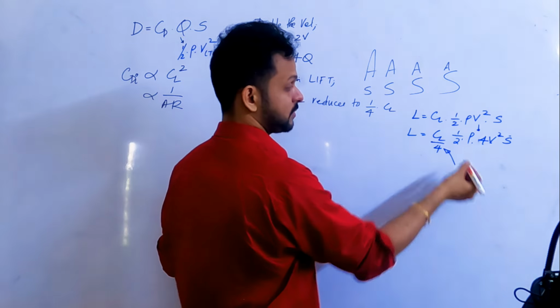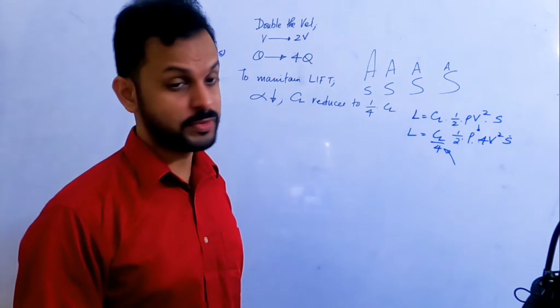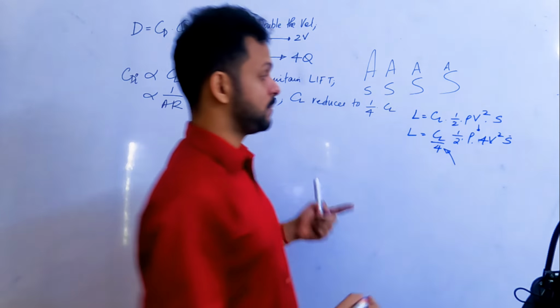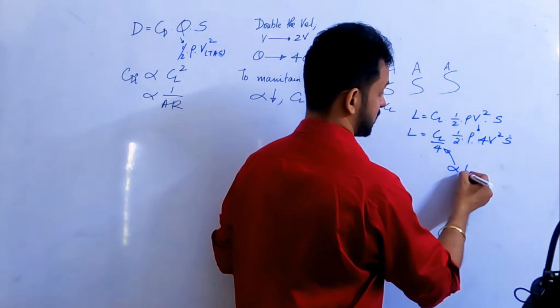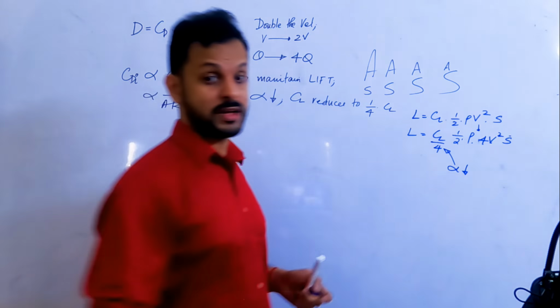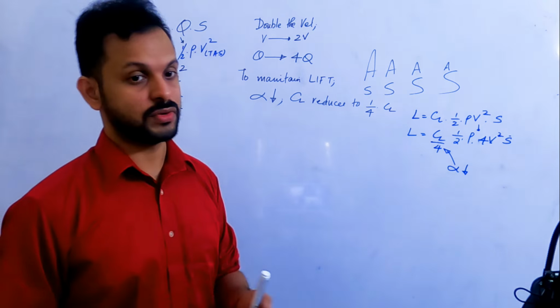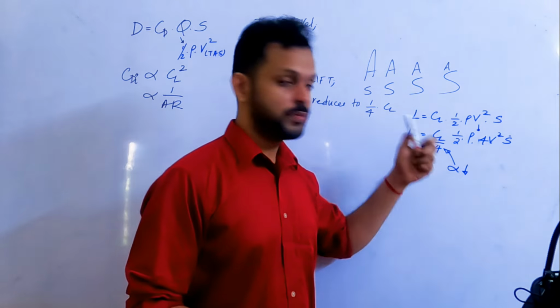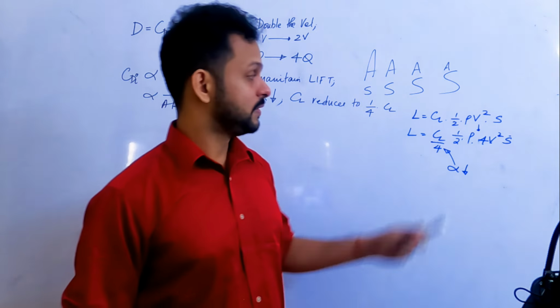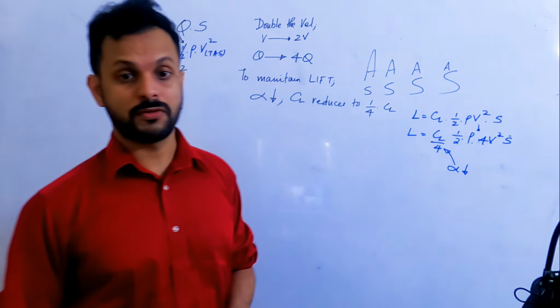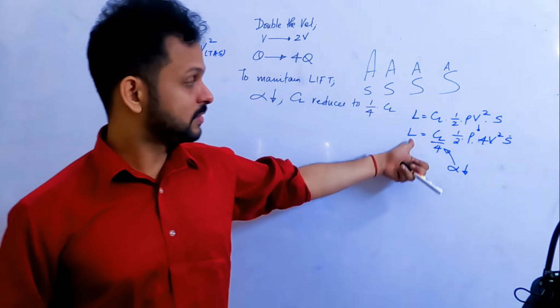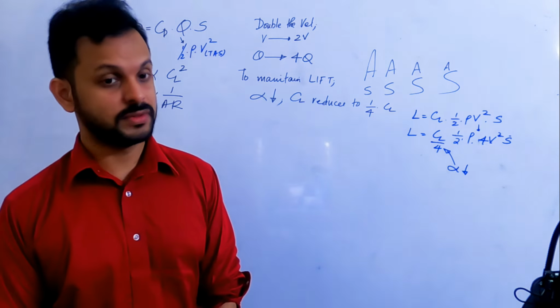Coefficient of lift depends upon camber as well as angle of attack. You have to play with either of those. The best thing is to reduce the angle of attack, because when you fly faster, you probably might not be able to increase your camber by flaps and so on. So reduce your angle of attack in such a way that your coefficient of lift reduces to 1 by 4 of its previous value, and thereby the lift is maintained. Is it clear? We have seen this before.